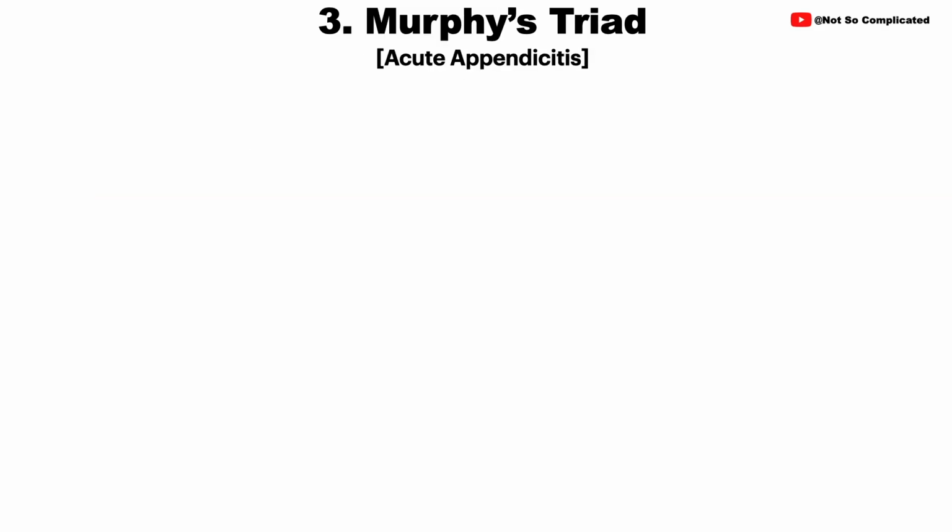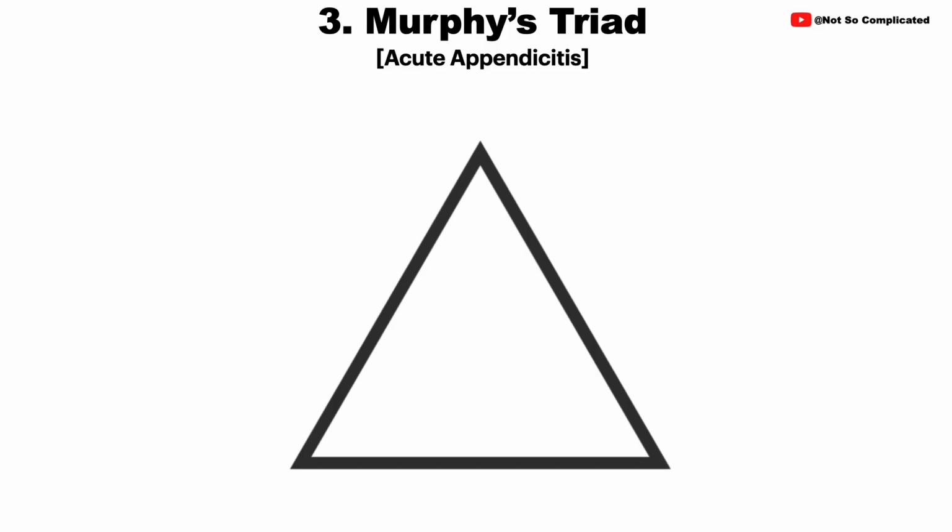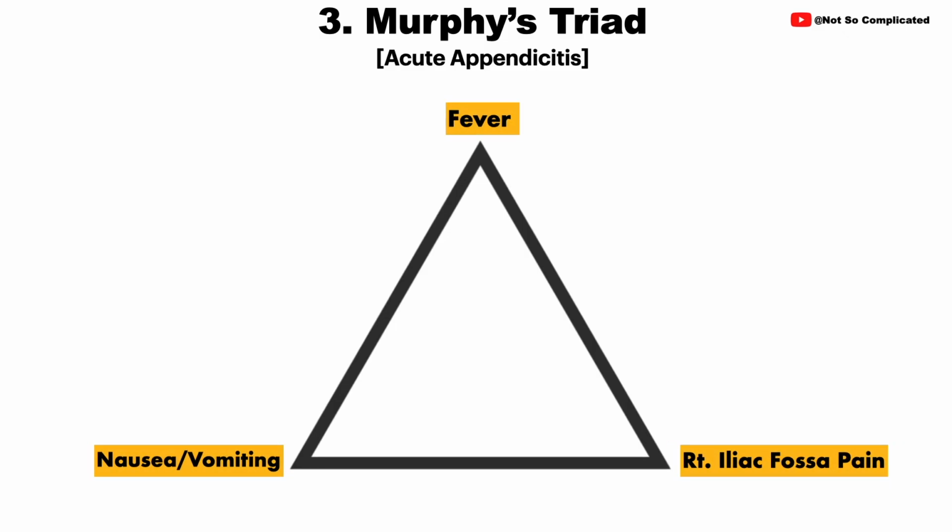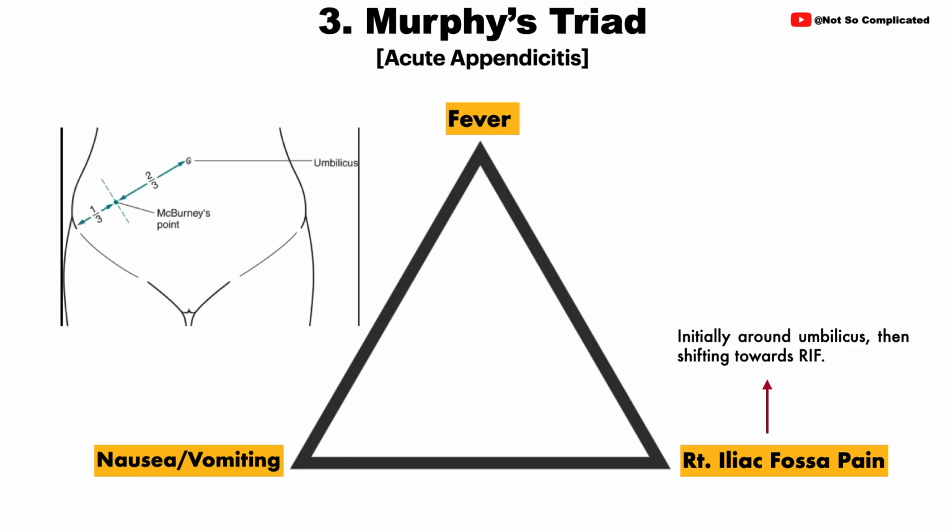Now talking about Murphy's triad, it is for acute appendicitis, and we all know there is fever, nausea or vomiting, and then right iliac fossa pain. This pain initially begins around the umbilicus, and then it shifts towards the right iliac fossa. Right, so there is a point called McBurney's point for acute appendicitis. So this is the visual representation of McBurney's point.